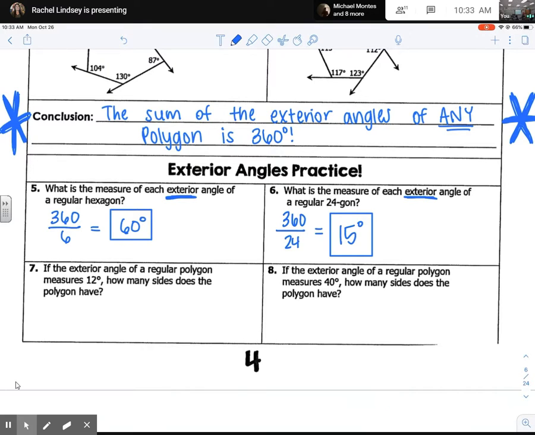Okay, so if the exterior angle of a regular polygon is 12 degrees, how many sides does the polygon have? So we can take 360 and divide it into sections of 12 degrees. So 360 divided by 12. How many of those would I have? 30. So that would have 30 sides.